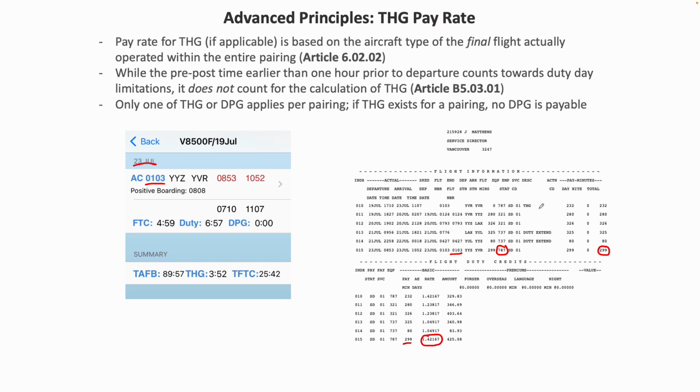Now what's interesting when we look at THG is that we can see that the equipment type assigned to it is 787 as well, and that lines up with the practice in effect. Notice in Globe that we see a THG of 352. So whenever we see that, we know to look for whatever the aircraft type of the final flight in the pairing is that was actually operated, and then on that basis we know which aircraft type the THG has to be paid for.